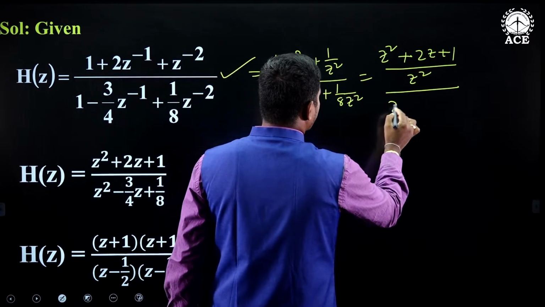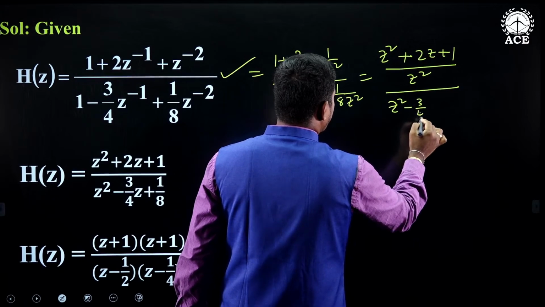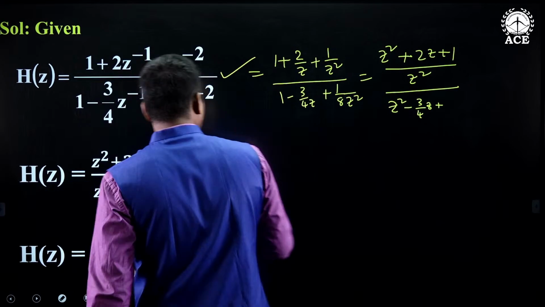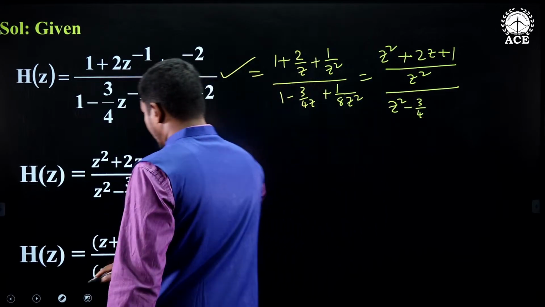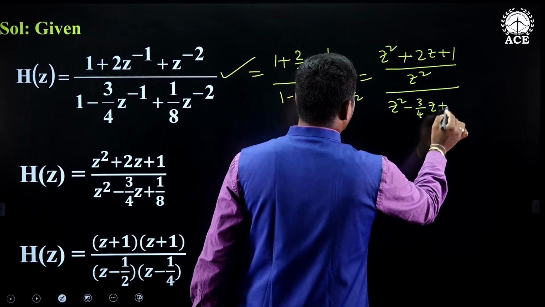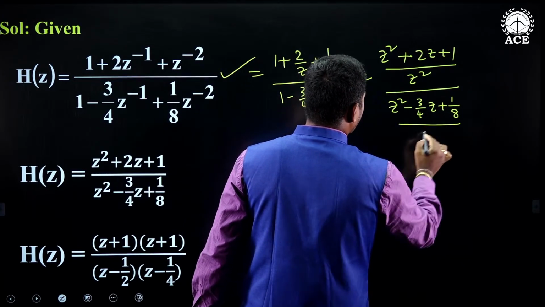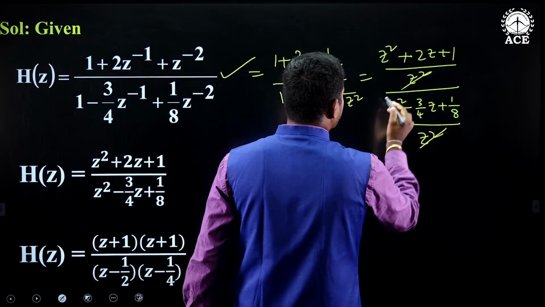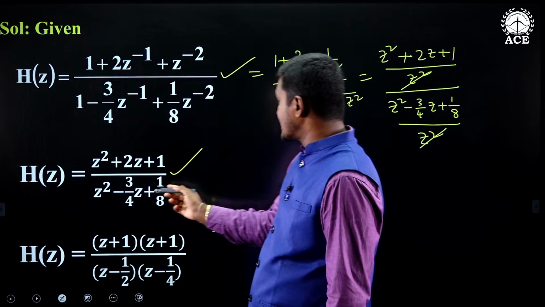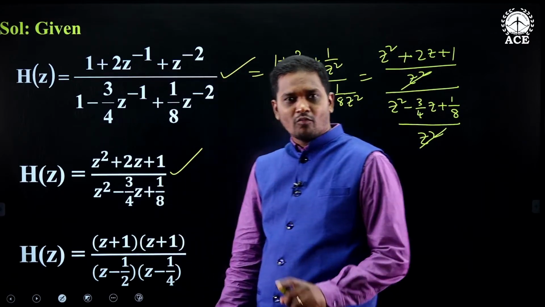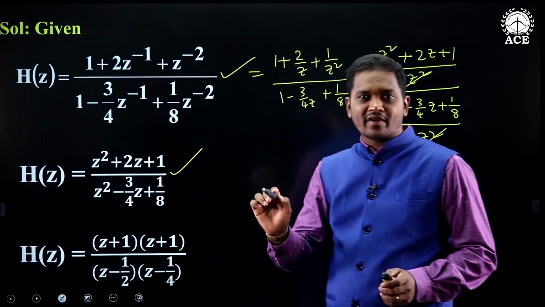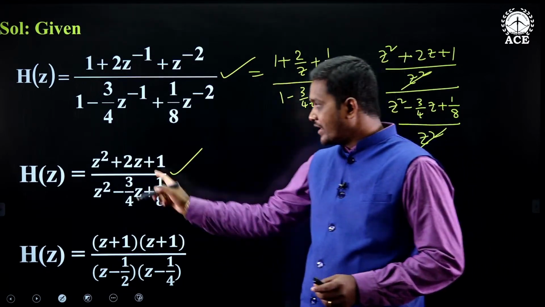What is the denominator? Same, z square minus 3 by 4 z plus 1 by 8, whole divided by z square. If z square cancels, what you will get? z square plus 2z plus 1 by z square minus 3 by 4z plus 1 by 8. Understood? Now, it is a second order polynomial, to convert into first order polynomial, we need roots.